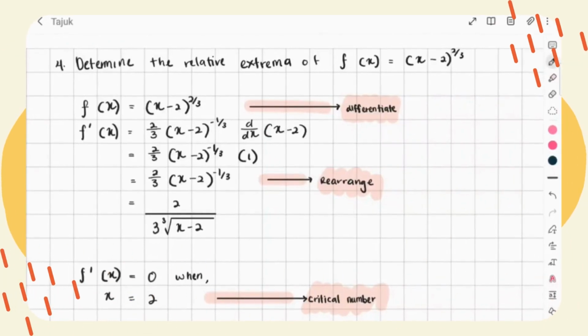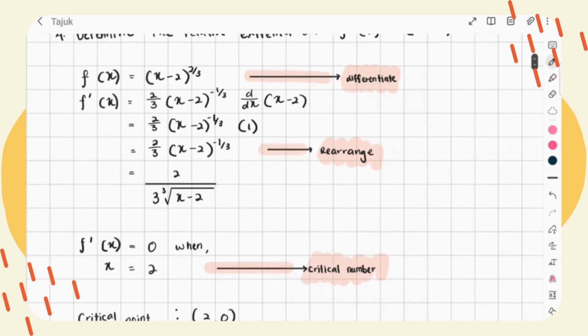We continue with question 4. Determine the relative extrema of the function f(x) equals (x minus 2) to the power of 2 over 3. So here we want to find the relative extrema of a function. Before that, we need to differentiate the function first. If we differentiate, we get 2 over 3 times (x minus 2) to the power of negative 1 over 3. Then we rearrange, we can get 2 over 3 cube root of (x minus 2).